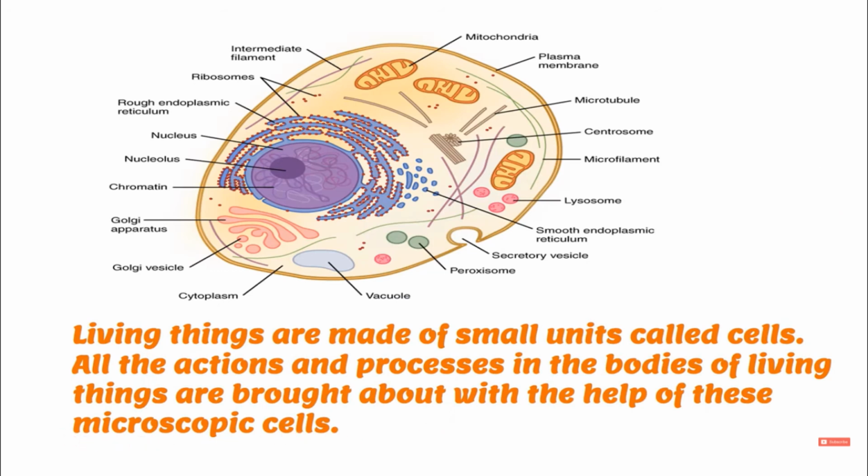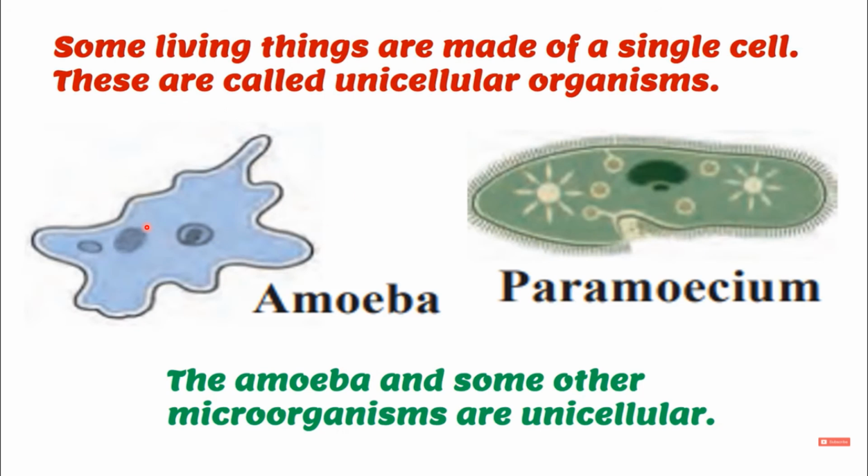They are very tiny. Now some animals are unicellular. They are made up of a single cell. So some living things are made up of a single cell and they are called unicellular organisms. Example, you can see here amoeba. This is amoeba and this is paramecium. So amoeba, paramecium, bacteria and some other microorganisms all come under unicellular organisms. Uni means single. They have only a single cell present in their body structure.